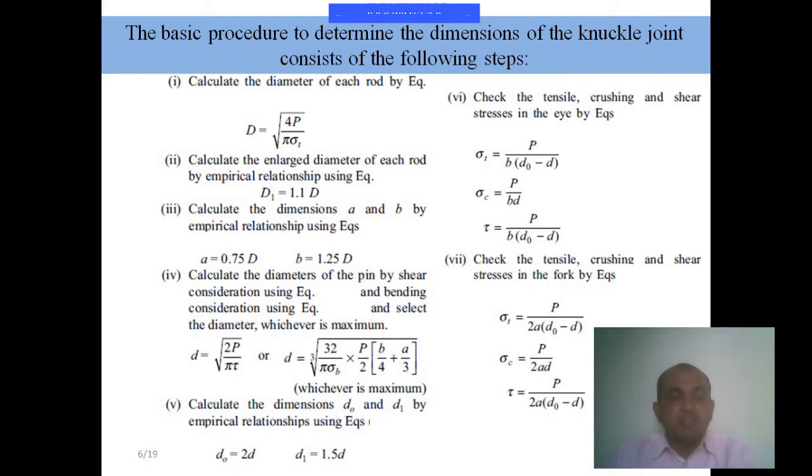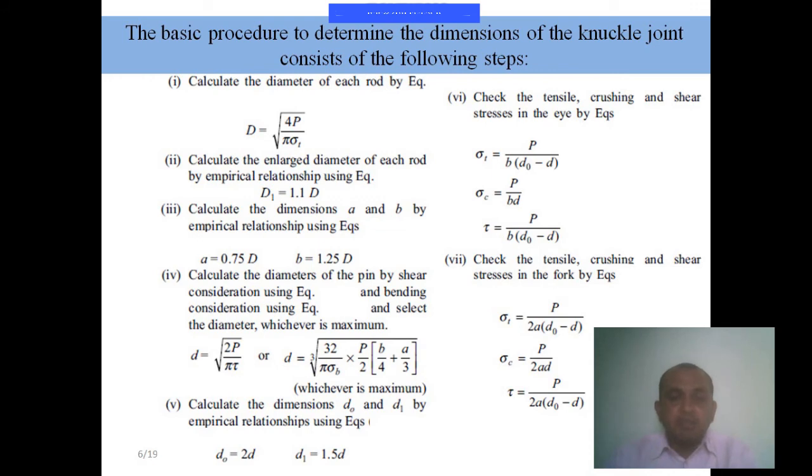That is the equation: the shear stress is equal to force per cross section area. Then the bending stress equation is there. d is equal to the cube root of 32 divided by pi sigma b, into P divided by 2 in bracket, b divided by 4 plus a divided by 3, bracket complete. So from these two equations you can use the maximum value for the pin, which means the pin is safe against the shear and the bending failure.